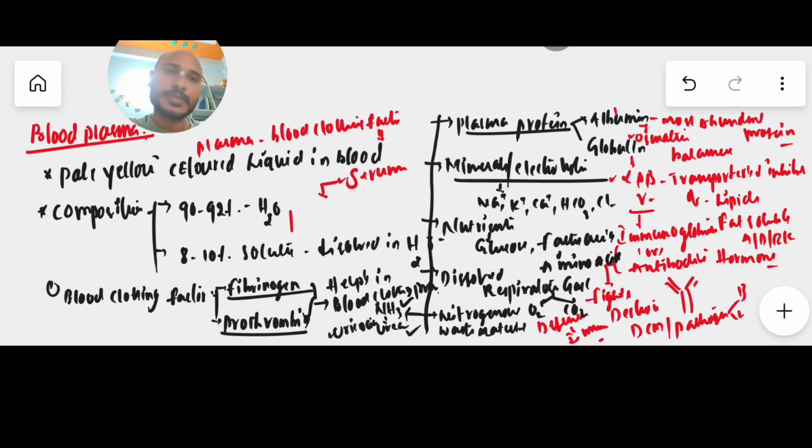Serum is plasma without blood clotting factors. If it contains blood clotting factors, then it is pure plasma. And if you remove blood clotting factors from plasma, the liquid part of the blood is called serum. So this is all about the important things related to blood plasma.